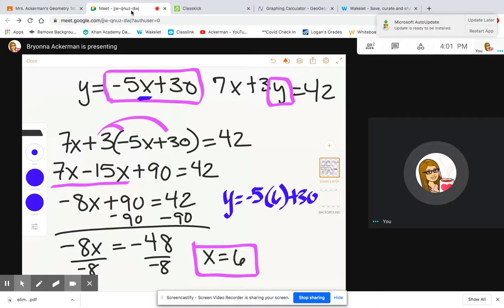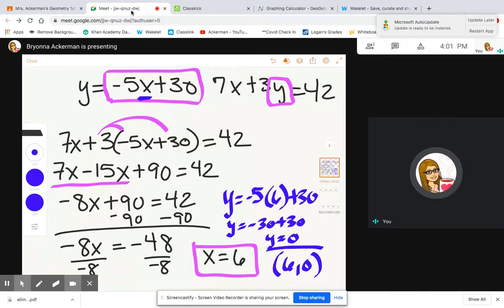And so I get negative 5 times 6 is a negative 30. And then I get negative 30 plus 30. And so y equals 0. And that's okay. Y can equal 0. And so this solution then is going to be x comma y. So it's 6 comma 0. And that's your final answer. That's where the two lines intersect, is at 6 comma 0.